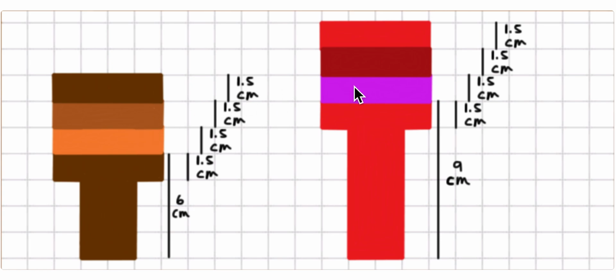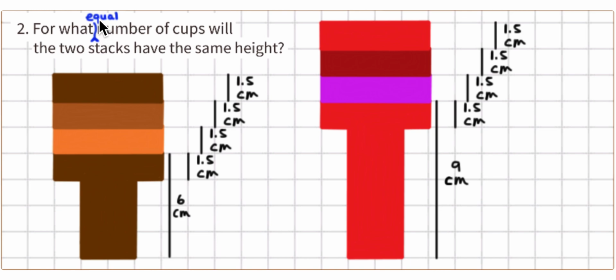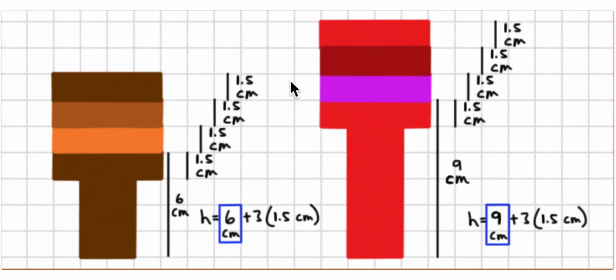So is there a height where an equal number of cups will have the same height? And so I would add that word equal here. So for what equal number of cups will the two stacks have the same height? And we're going to find out that the answer is it will never happen. So there's never a time when that happens.